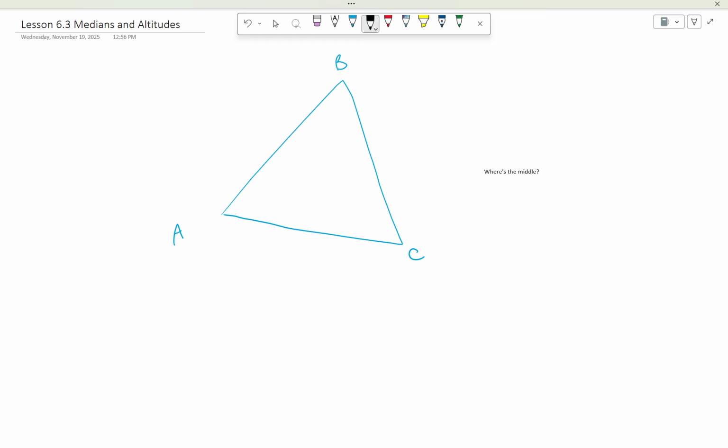So there's different ways that we're finding concurrency in these lessons, right? Concurrency being where we have three or more lines intersecting. And here's two more ways that we're going to do so. The first one we're going to discuss today is what's called the median, in which the median is a segment whose endpoints are a vertex and a midpoint of the side opposite. So here's how we actually construct it.